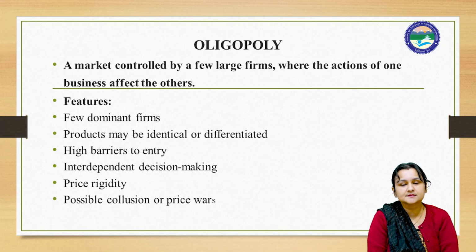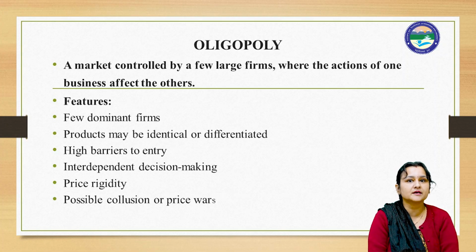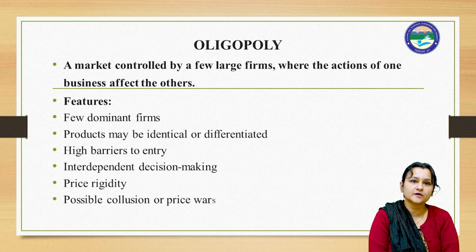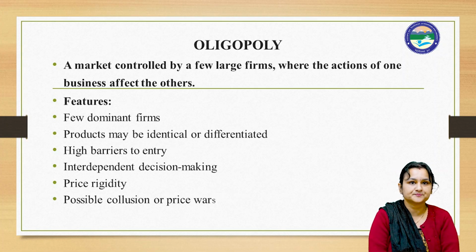Now another market structure is oligopoly. This type of market is controlled by a few large firms. There are firms, but very few in number, where the action of one business affects the other. It means if one firm takes any action, it will automatically influence the other firm.